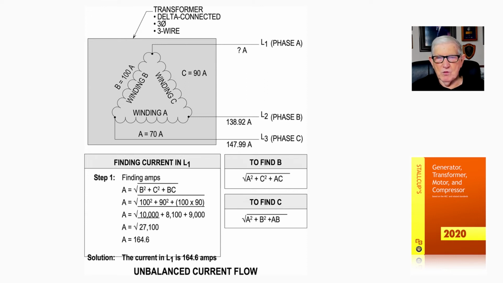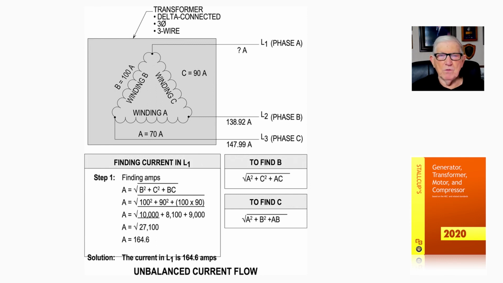Now we could find B by the formula you see there. It would be in the square root A squared plus C squared plus AC. Now to find C, we'd have A current squared, B current squared plus AB. Now this is the procedure that we would use to find the unbalanced current in a delta connected system where your winding current is 70 amps for A, 100 for B, and 90 for C.